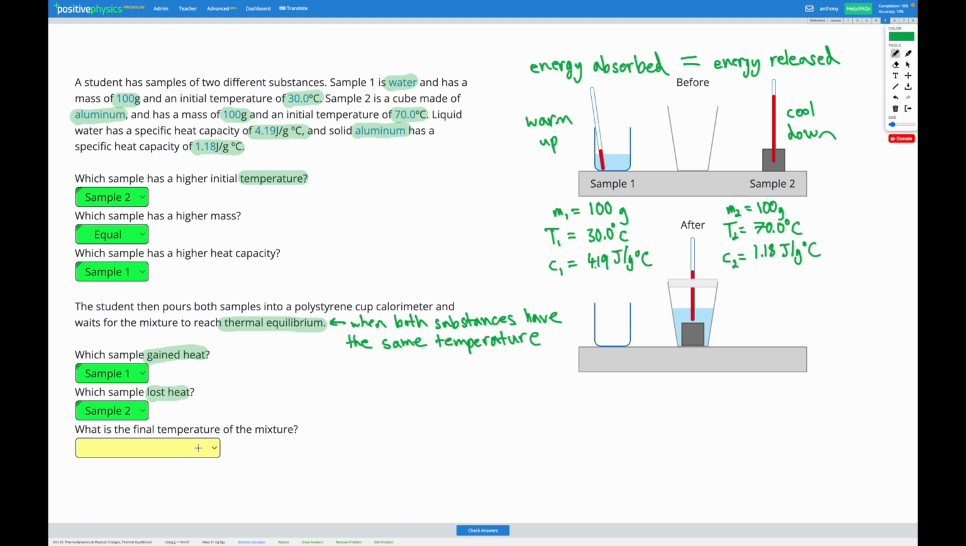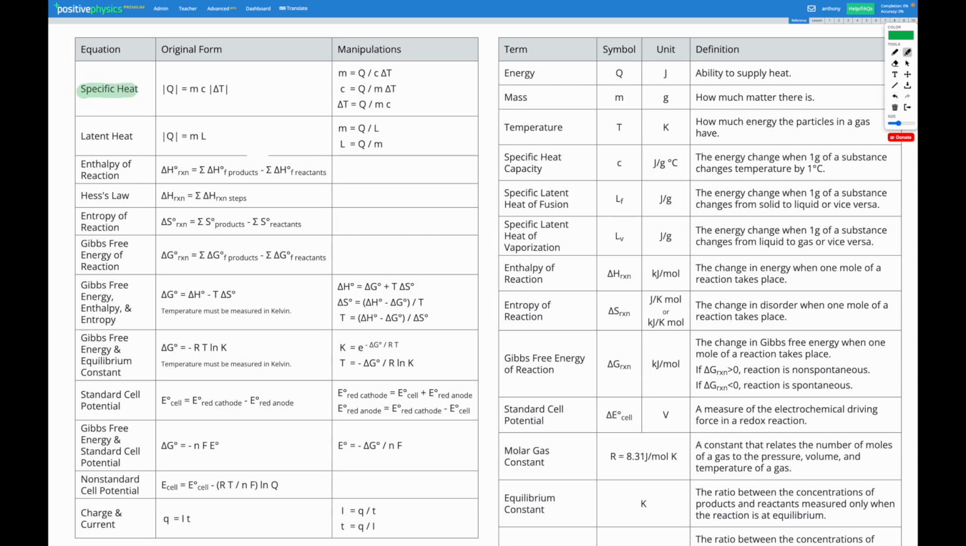Finally, we're asked, what is the final temperature of the mixture? Okay, so let's draw a little number line here. So we have sample 1, which starts out at 30 degrees C, and we have sample 2, which starts out at 70 degrees C. Now, right between those two, halfway between, is 50 degrees C. So the question is, once that mixture of the two samples has reached thermal equilibrium, is it going to be at 30 degrees C, 50 degrees C, 70 degrees C, or somewhere between? Here's our specific heat equation. That's the energy needed for a substance to change temperature by a certain amount. Q equals mc delta T.